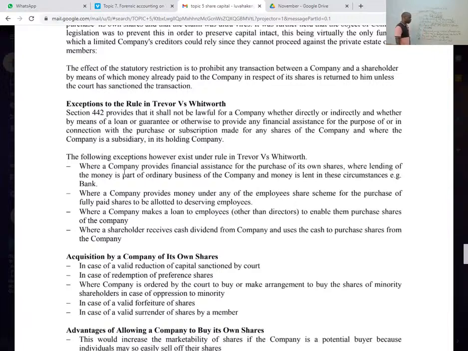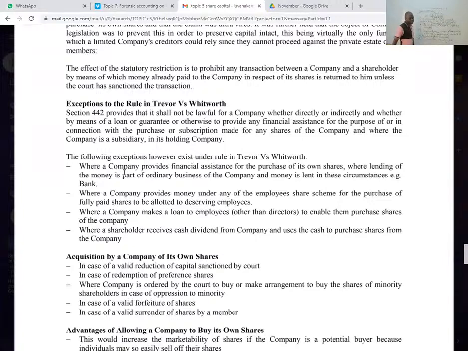It is a very common area in the exam. You can't afford to walk into an exam room and be blank with regard to this rule. What is the rule in Trevor versus Whitworth? It is very common in the exam.